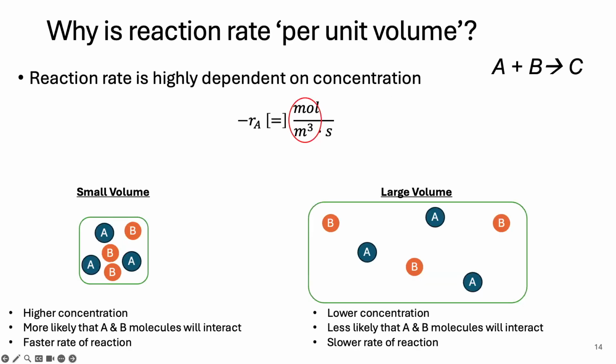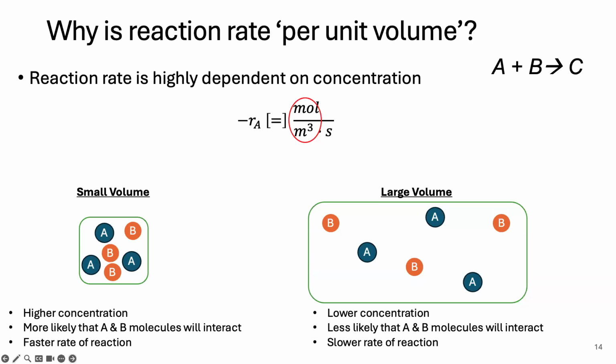Now, chemical reaction rates are always, for a homogeneous system, written per volume. And why is that important? That's because reaction rates are going to be highly dependent on concentration. We can see in our units, the reaction rate has units of moles per meter cubed per second. Moles per meter cubed, that's a concentration unit.